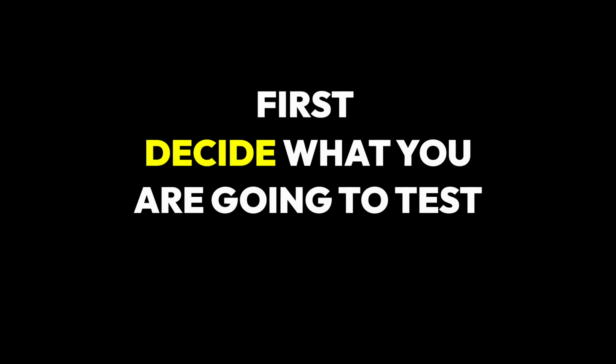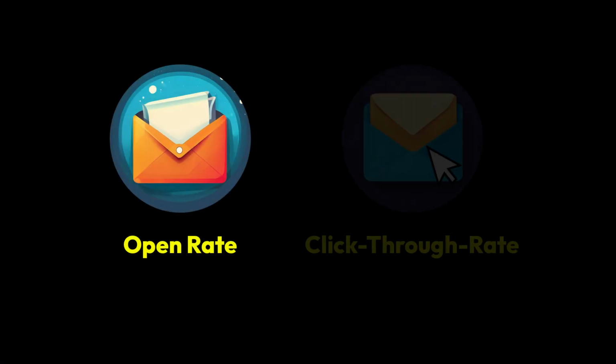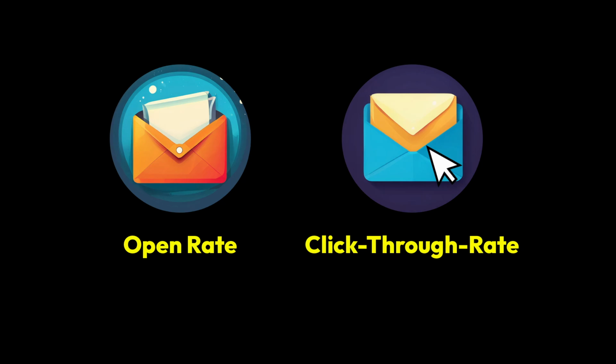First, you need to decide what you're going to test. You could test anything you want, from subject lines, email copy, images, to call to action buttons. The key is to test one element at a time to get clear results. In email marketing, our most important metrics are open rate and click-through rate. If we want more people to open our email, we would test our subject line.